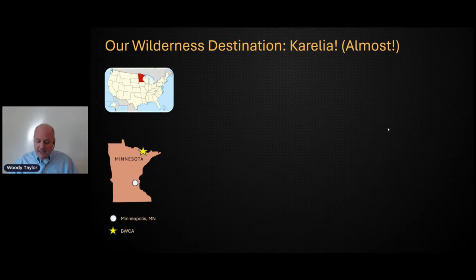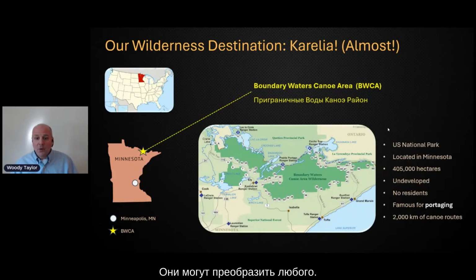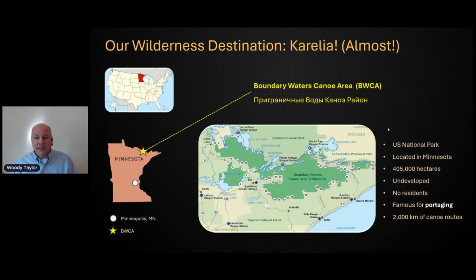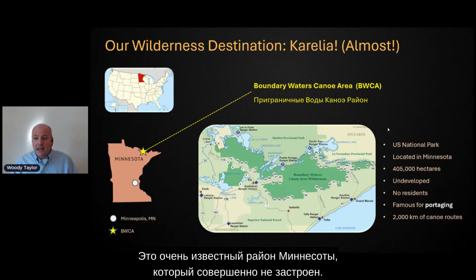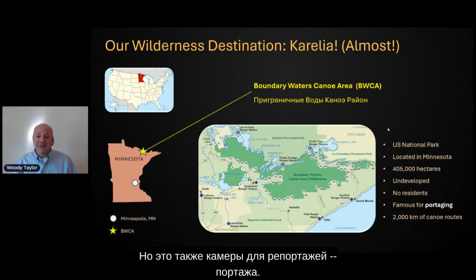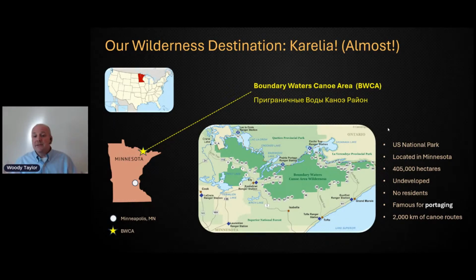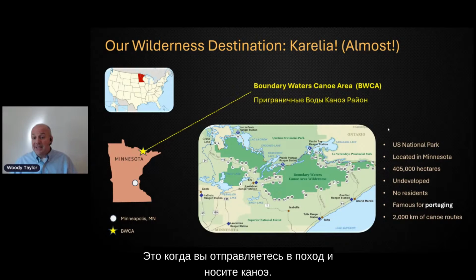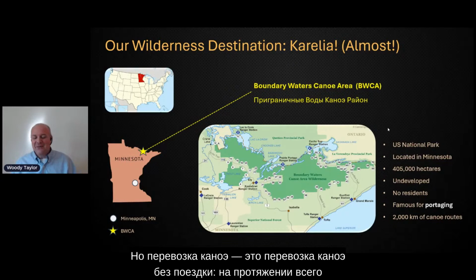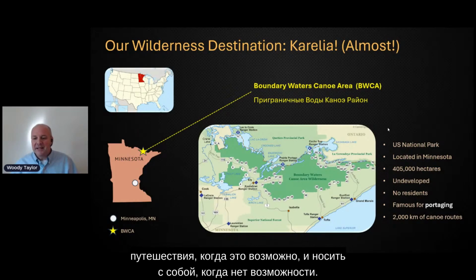Now that yellow star that you see is what's called the Boundary Waters Canoe area. It's a very famous area in Minnesota that is completely undeveloped. It's about 405,000 hectares, and it's completely, like I said, undeveloped, no residents, but it's also famous for what's called portaging. Portaging is when you go on a camping trip and you carry a canoe with you. There's lots of lakes and creeks within the Boundary Waters, about 2,000 kilometers of canoe routes. Portaging is basically carrying the canoe throughout the trip, using it when you can, but then carrying it amongst yourselves when you can't. It's a relatively famous activity here in the United States. It certainly is something that would be done in Karelia as well.